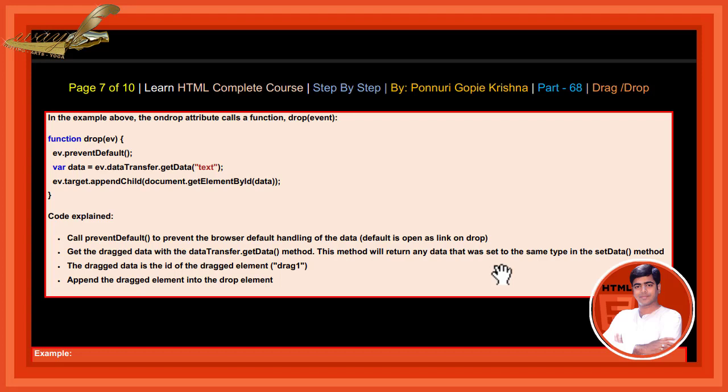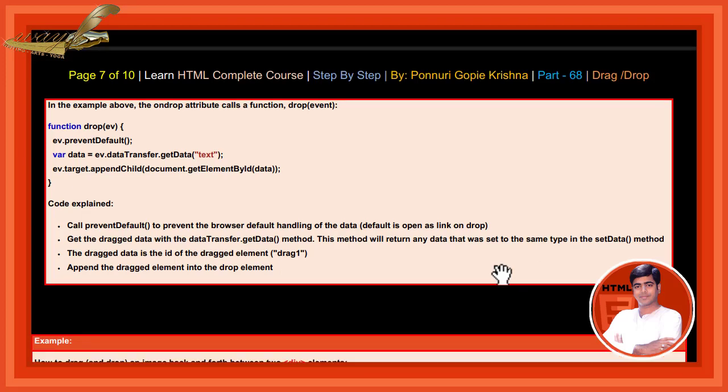Code explained. Call the preventDefault() method to prevent the browser default handling of the data. The default is to open as a link on drop. Get the dragged data with the dataTransfer.getData() method. This method will return any data that was set to the same type in the setData() method. The dragged data is the id of the dragged element, drag1. Append the dragged element into the drop element.